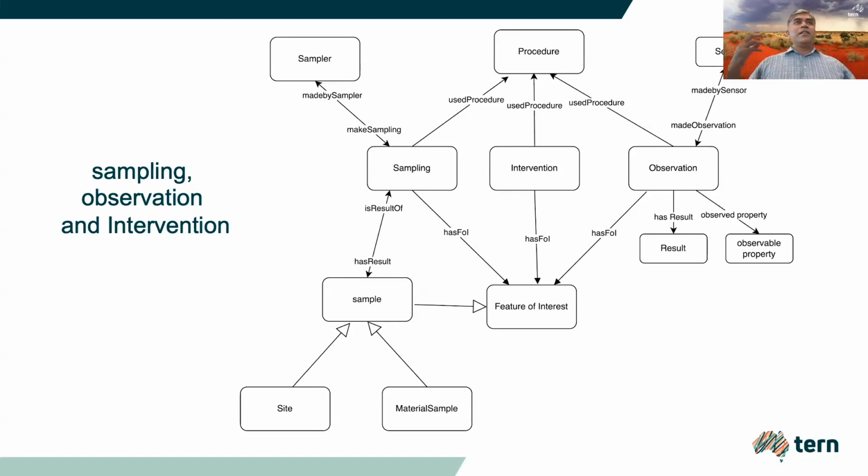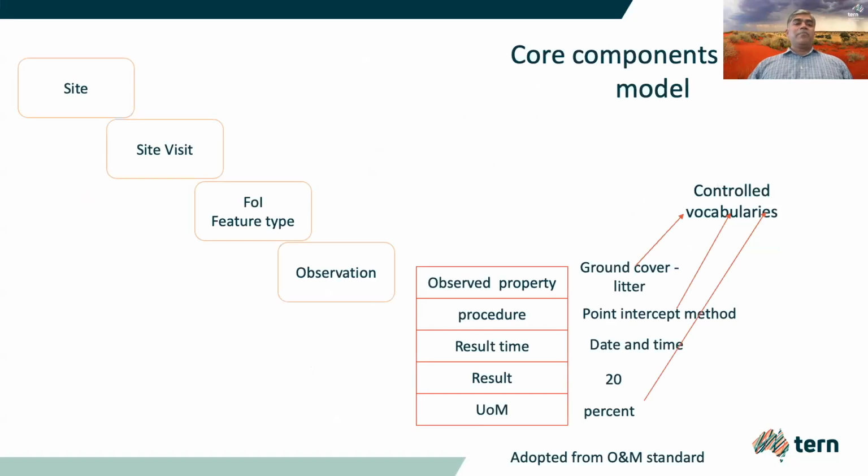So that is the harmonization point in the field. For any data set we get, we look at what feature type they are measuring. That is the harmonization point. Based on that, we combine the data sets together. Every data set will have a feature type, and based on that feature type, you do the observation. Every observation has an observable property, procedure, result time, result, and unit of measurement.